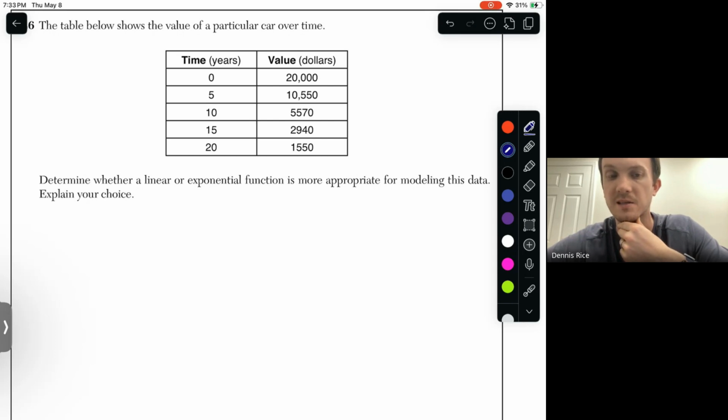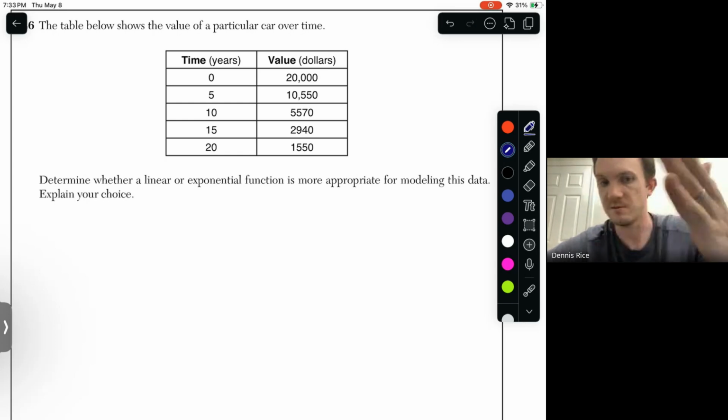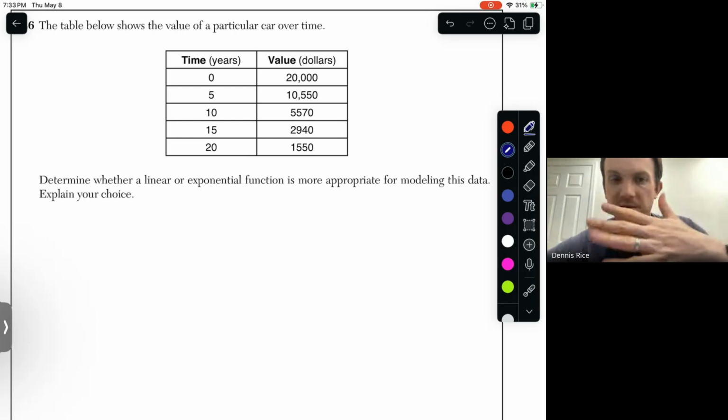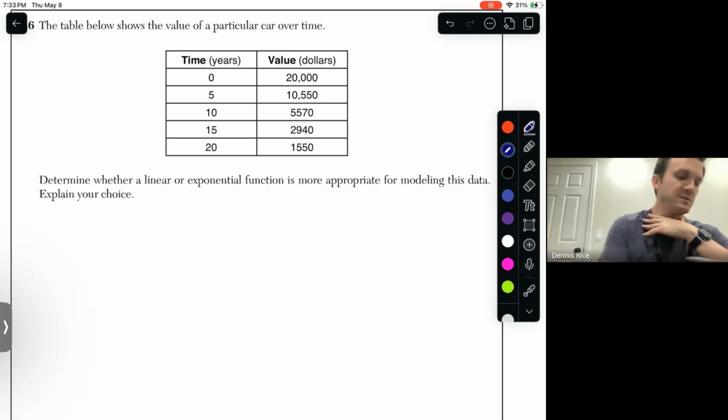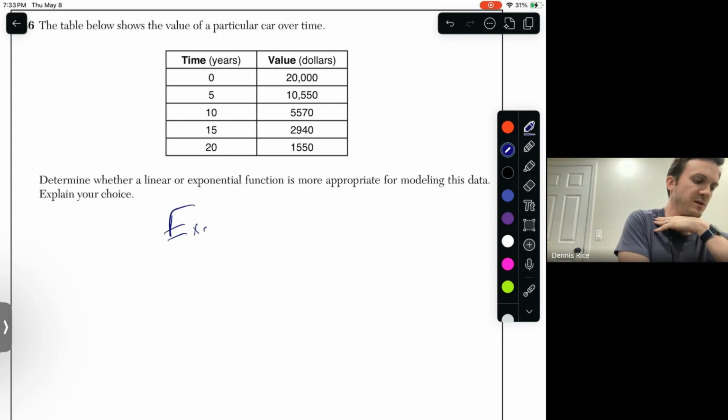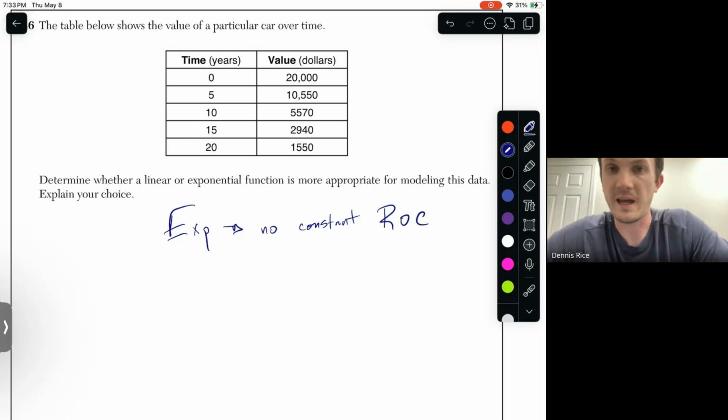It's not constant, right? The rate of change is dropping about $10,000 the first 5 years. Then it drops 5,000. Then it drops, I'm eyeballing here, 2,000 ish, right? So it's basically getting cut in half each time. But a nice clean way of doing this would just be saying, hey, it's exponential, and the rate of change is not constant. No constant ROC, rate of change. Okay, that explanation, I know I wrote very sloppy and brief here, but that would be perfect.